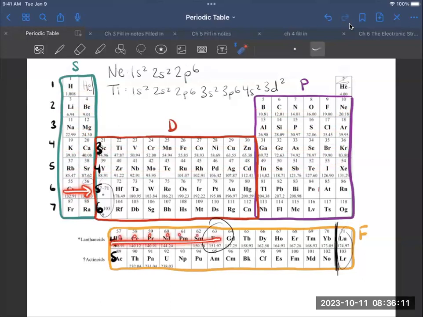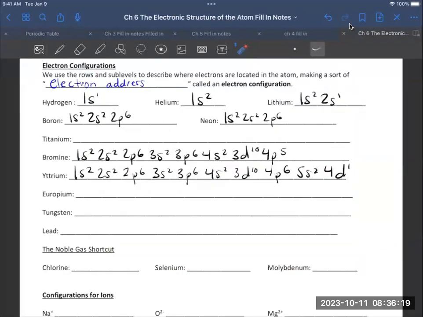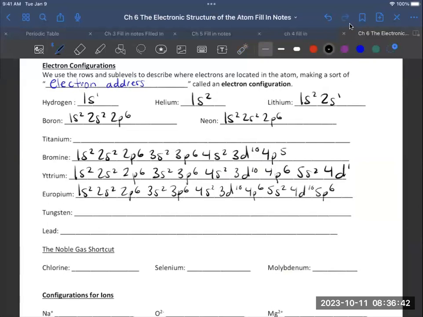1, 2, 3, 4, 5, 6, 7. Yeah, 4f7, sorry. So let's go ahead and write that out. 1s2, 2s2, 2p6, 3s2, 3p6, 4s2, 3d10, 4p6, 5s2, 4d10, 5p6, 6s2, and then 4f7. Whew.